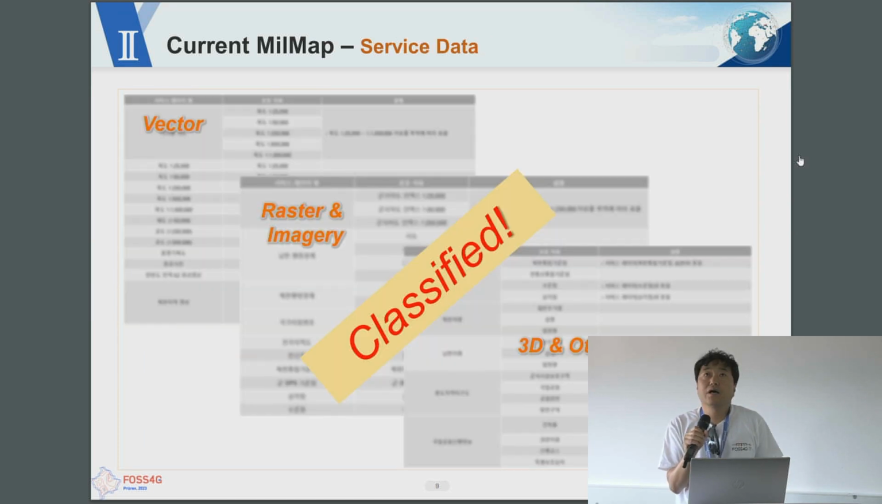So actually, MilMap services the huge amount of the data beyond your imagination. They collect almost all the civilian geospatial information. At the same time, they have satellite images, spy images, lots of them. And then we need to service this kind of data: vector data, raster and imagery data, and the 3D and others.